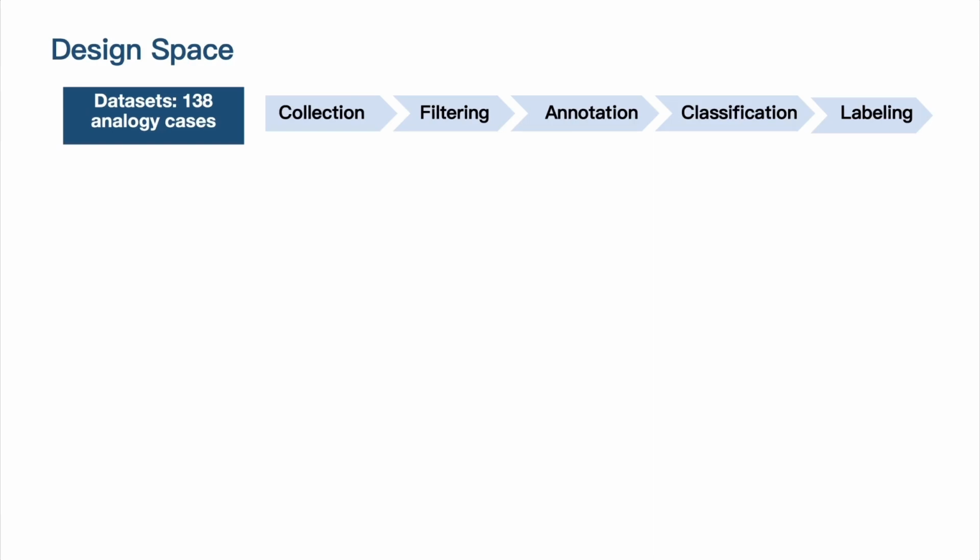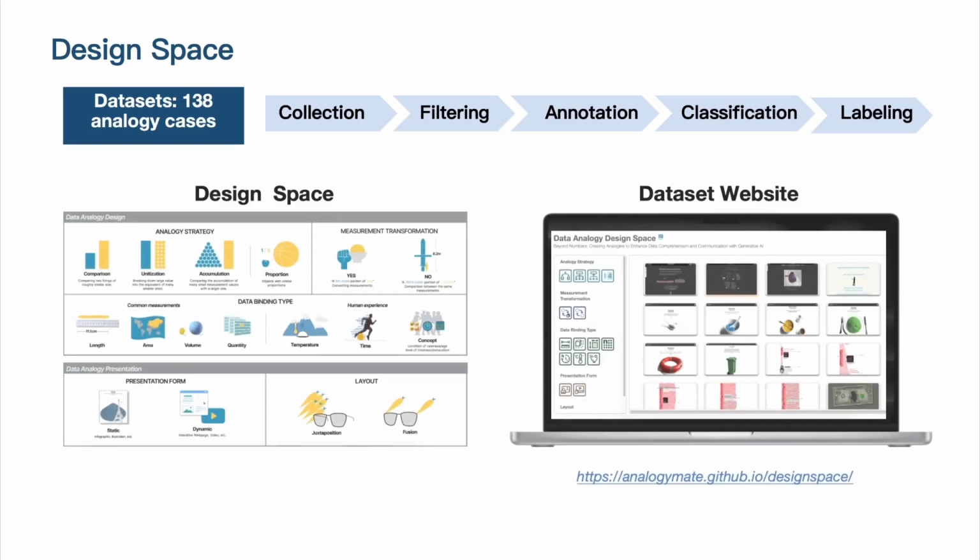Previous studies lacked a systematic design space of data analogies. To fill this gap and to provide guidance for our system, we collected 138 examples from online sources and categorized them based on analogy design and representation forms. We have also made our dataset publicly available for reference.